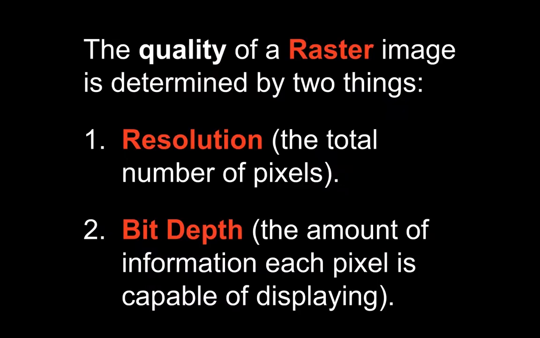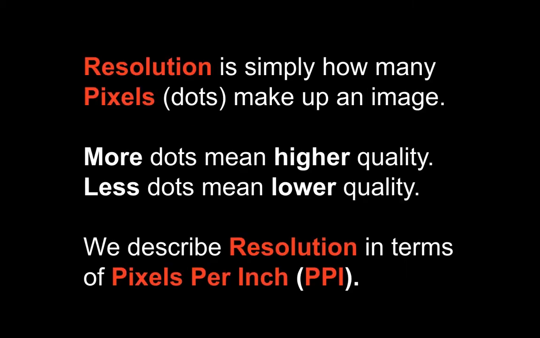The quality of a raster image is determined by two things. The first is the resolution, the total number of pixels. You'll notice most web-based applications are going to be 72 pixels per inch, but if you were a photography major and you are printing something out, you're going to want to print at a higher resolution, which is going to be 300 pixels per inch. You also have the bit depth, the amount of information each pixel is capable of displaying.